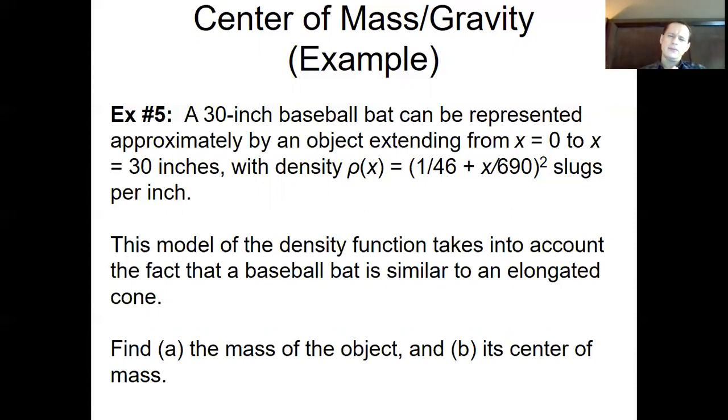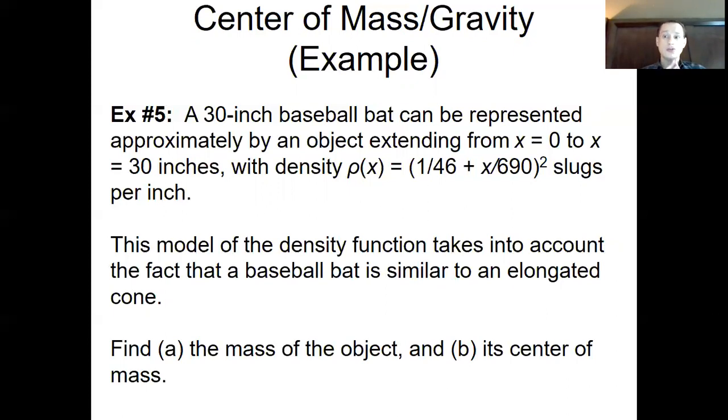Well, I guess we could, because if you look at the rest of the problem, the density is in slugs per inch, and the length of the baseball bat is 30 inches. So everything's in inches. Actually, I was mistaken. I would still turn everything into feet, including the density, just to cover myself. But in this case, if you keep everything in inches, it'll still work out.